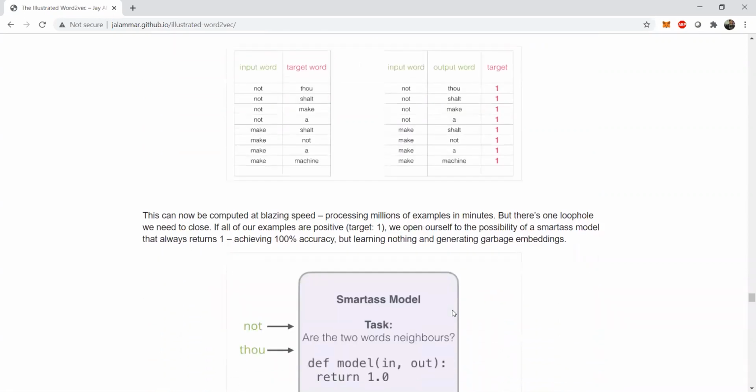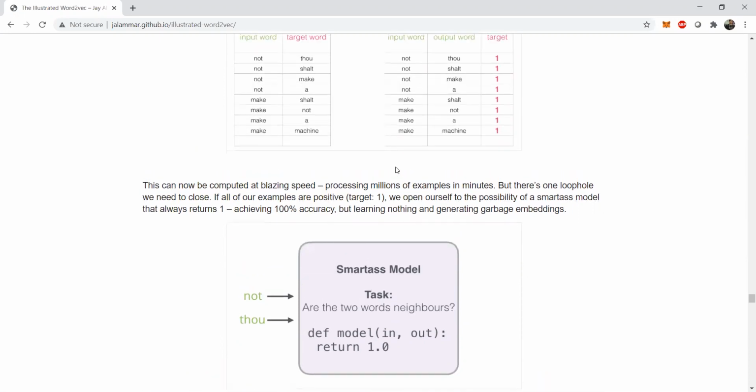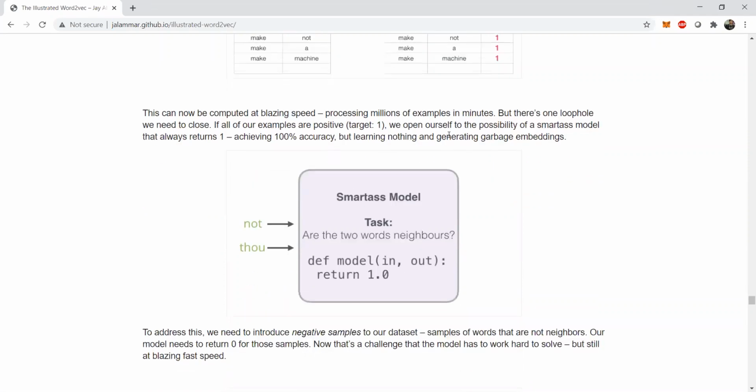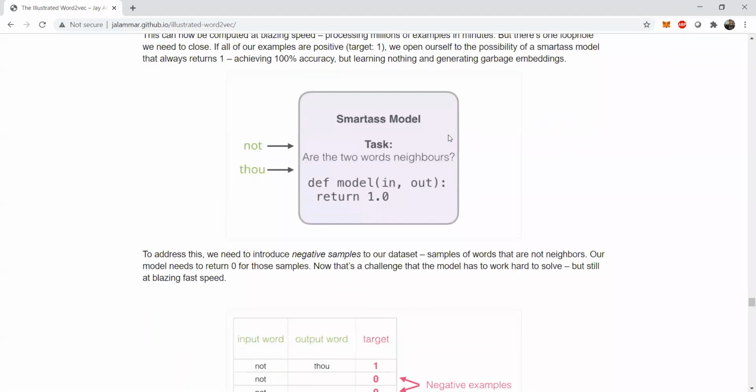But if we include all these ones, it will be very redundant and a waste of time, because it will be a smart-ass model that is always returning 1. If you take a sliding window, all of the words in the sliding window for a particular word will be its neighbors. So if we take "make" as an example, then "shalt", "not", "a", "machine" are all its neighbors, so all will be 1 by this logic. So how can we improve this efficiency? The next step that came in is negative sampling, where we take totally different words, totally different phrases, phrases which are from different windows.